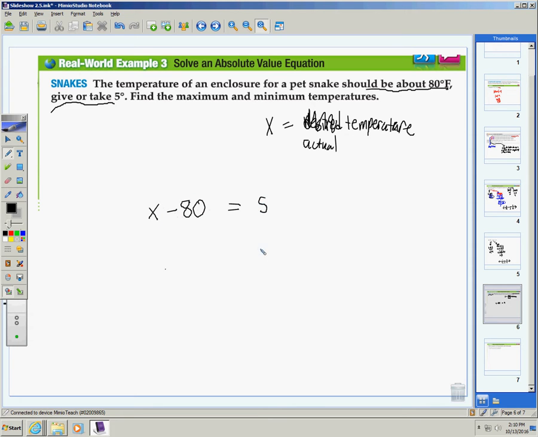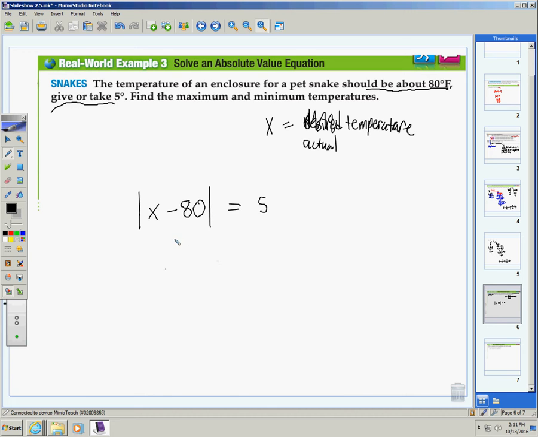And this would work, but this would only give me a number bigger than 80, and I can be less than 80. So to account for both situations, being both above 80 and below 80, I need to take the absolute value of this. So now what I'm saying is the difference between the temperature and 80, whether it's above 80 or below 80, should be 5. That will give me the maximum and the minimum temperatures.